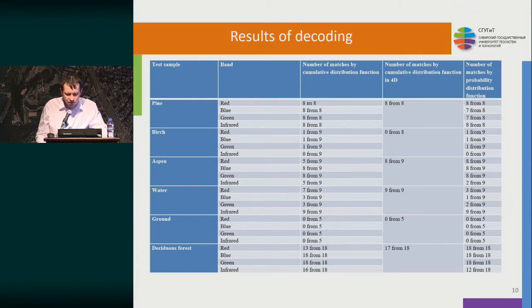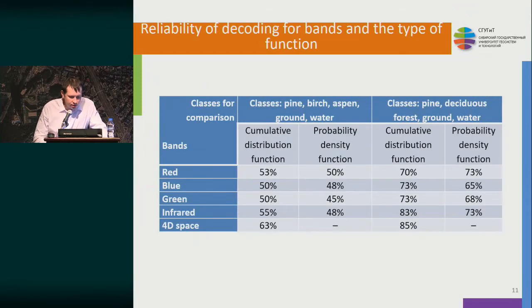And in this case, the green channel delivered 100% in terms of distribution. If we take 4D cumulative distribution, 17 out of 18 have been properly decoded. As you can see, it's much better than when taking it separately, tree variety by tree variety. And this is the same table, but in percentages, in ratios.